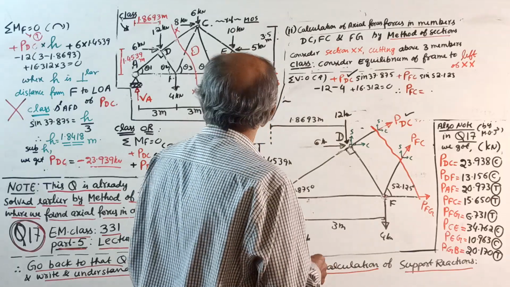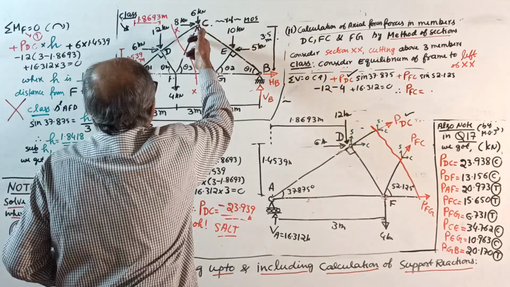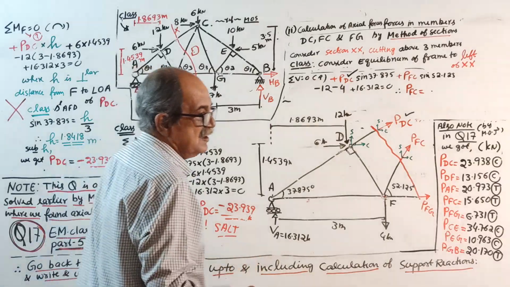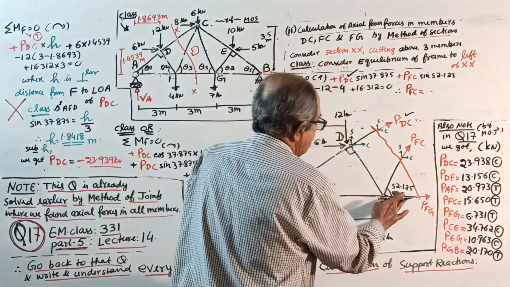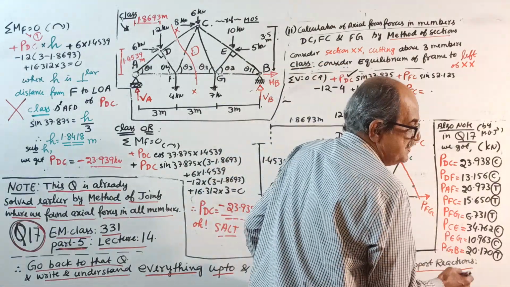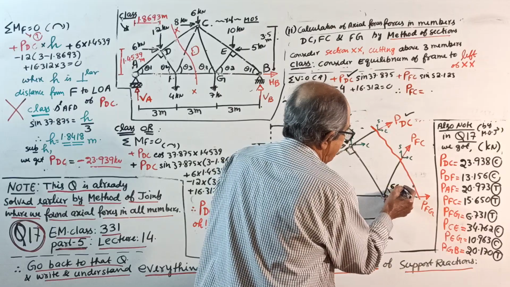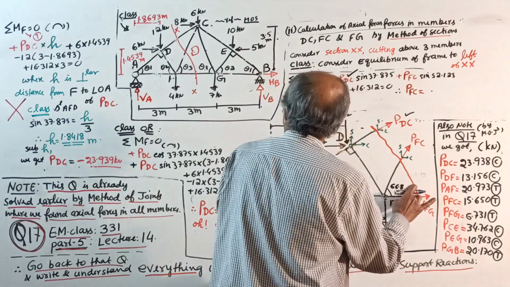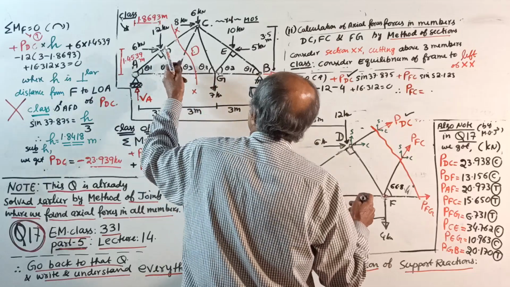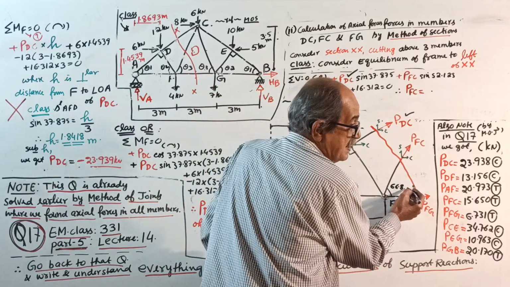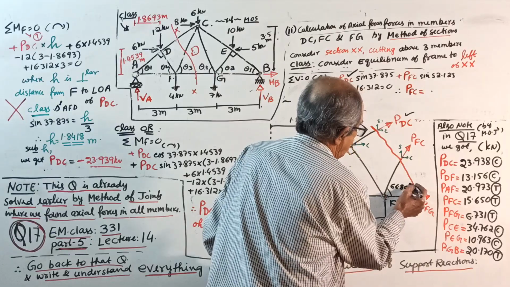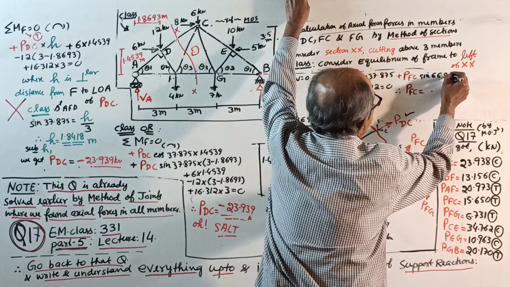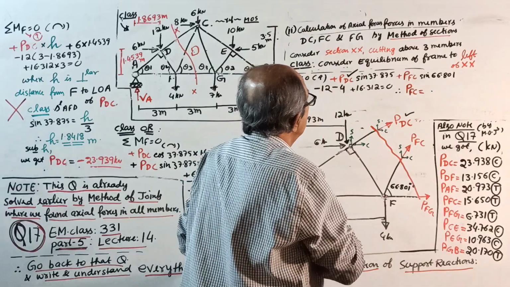Oh, see the mistake. For this member, the angle is theta 3. It is not 52.125. See, the mistake came. It is 66.801 degrees. See, sometimes what happens: small mistake, it is an observation mistake. I thought of the second angle. It is this angle. This angle is how much? 66.801 degrees. Okay, now if I do the calculation, sine 66.801 degrees. Okay, no problem.